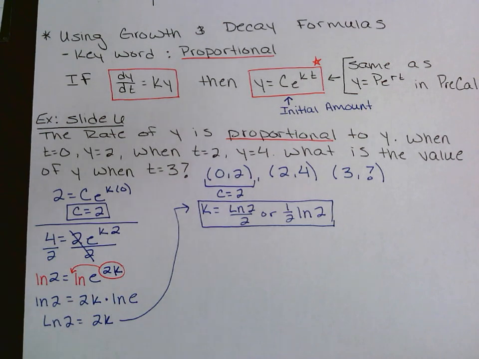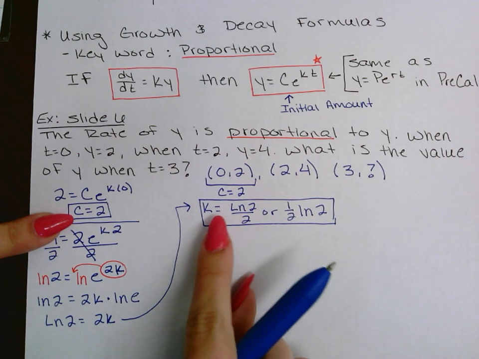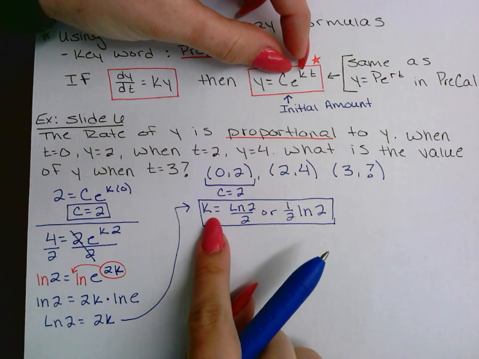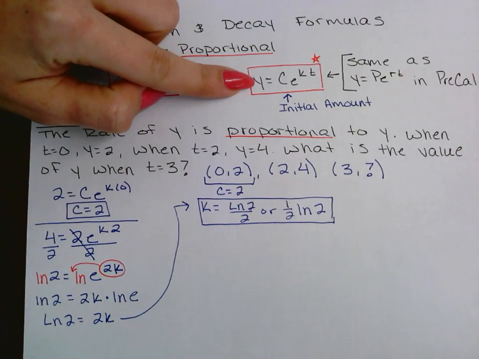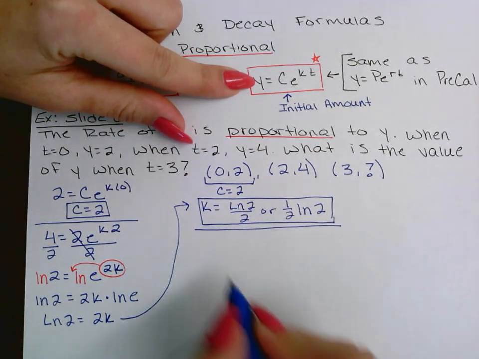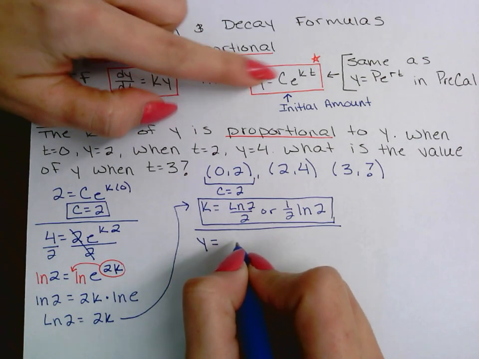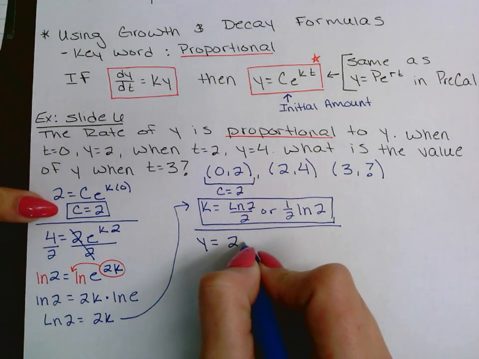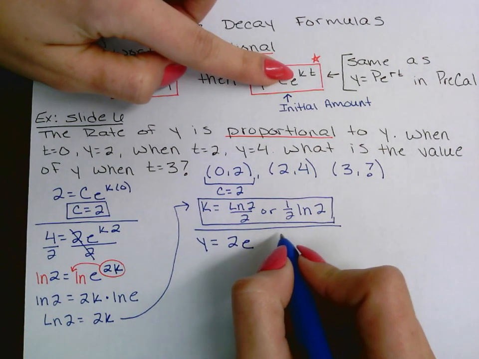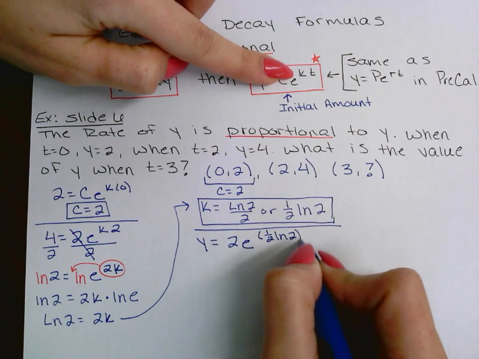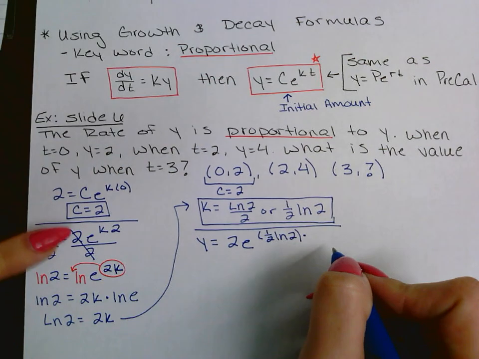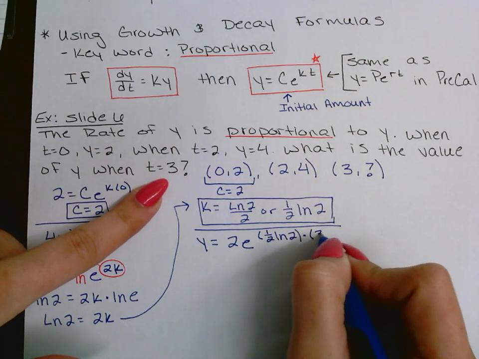All right, so if we read the last sentence of the question, it says, what is the value of y when t is 3? So now that I know what c is, and now that I know what k is, I could plug those in, plug in the 3 for t, and I can solve for y. So we're on our last step now. Okay, last step is to say y equals, I found c to be 2, times e raised to, k is half ln of 2 times, and my t is, they're asking for what is y when t is 3.